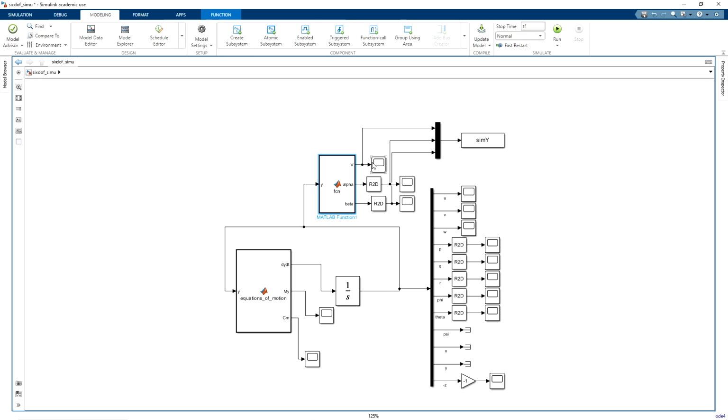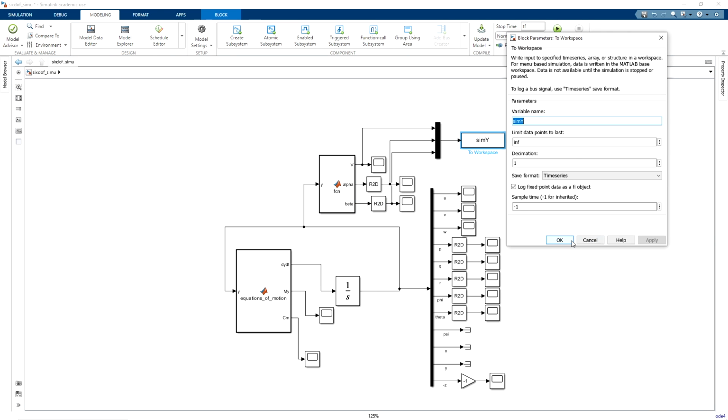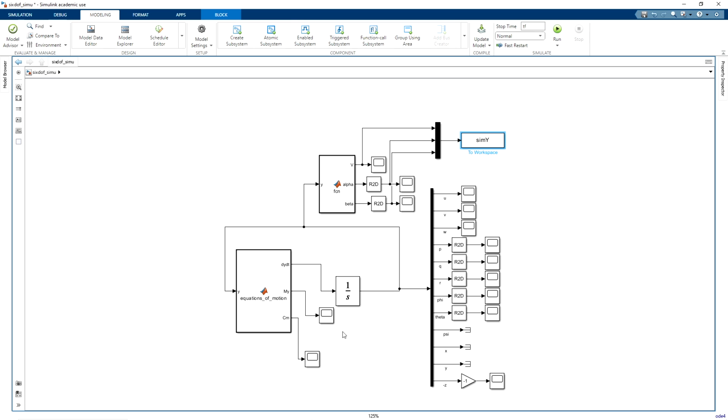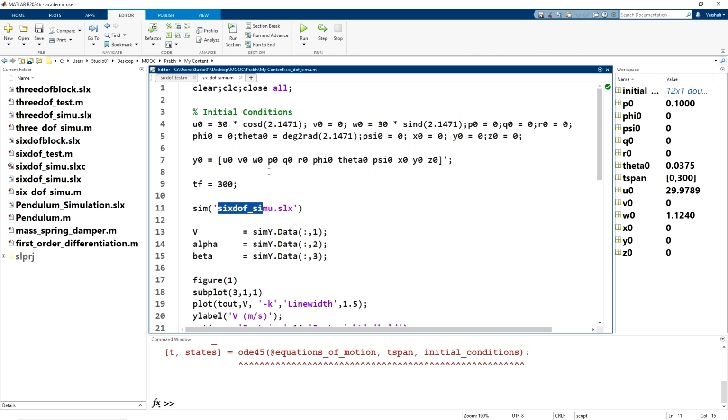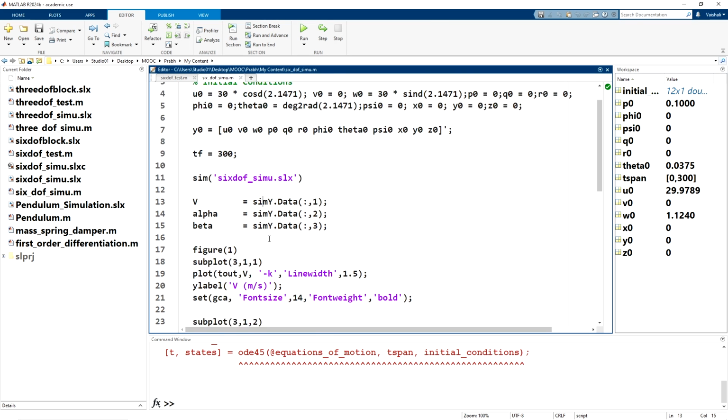All right. And here I have converted radians to degrees, and this is To Workspace as I said before. Now let me run this code directly. Let me save it first. All right. Now after this MATLAB reaches the 11th line. It runs this Simulink model, and then I am extracting that data v, alpha, and beta from there, the To Workspace file that I created, sim y, and then I am plotting here.